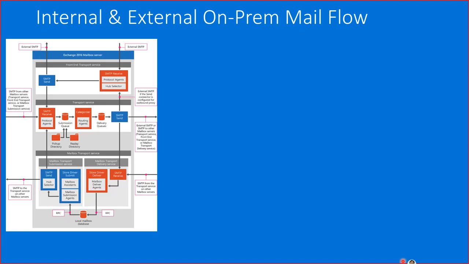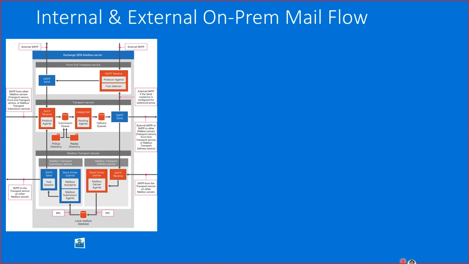And the mailbox transport delivery service is a service which receives the message from the routing, which is the transport service, and delivers it to the mailbox. So these are the functions of the mailbox transport submission service and the mailbox transport delivery service. We'll take a look at how mail flow happens between two users which are on the same mailbox server of Exchange. So here's how it looks like.